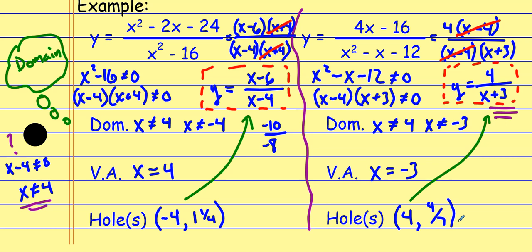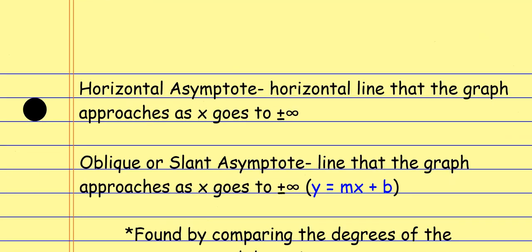Okay, so let's talk about horizontal asymptotes, and we'll get into oblique asymptotes. But horizontal asymptotes are horizontal lines that the graph approaches as x goes to plus or minus infinity. Again, that is end behavior, and it's looking at end behavior left and right this time. Oblique asymptotes are also end behavior left and right.